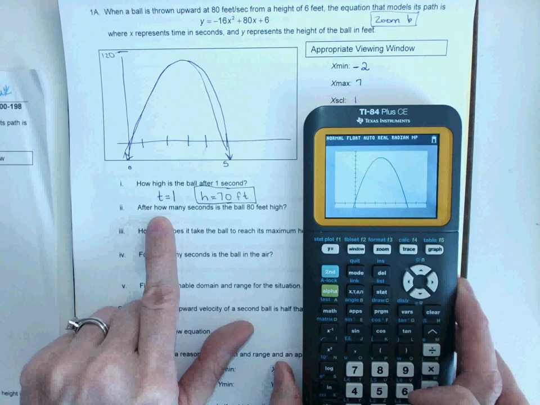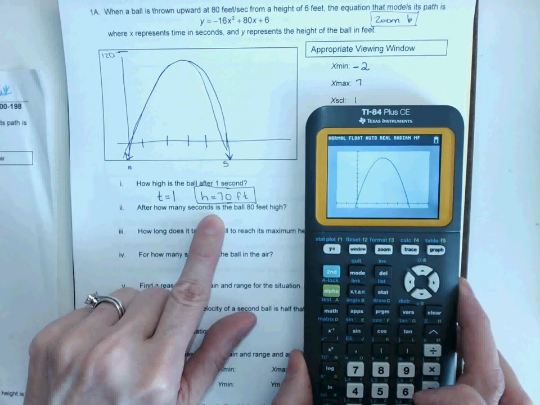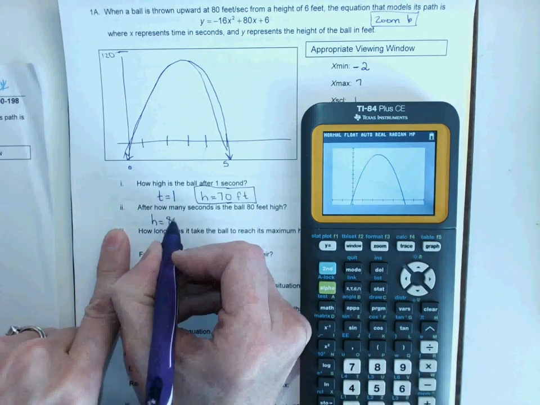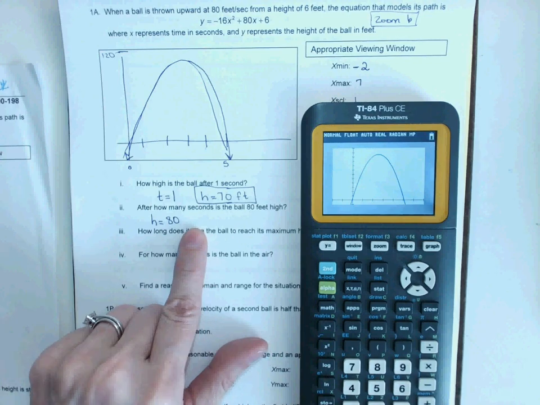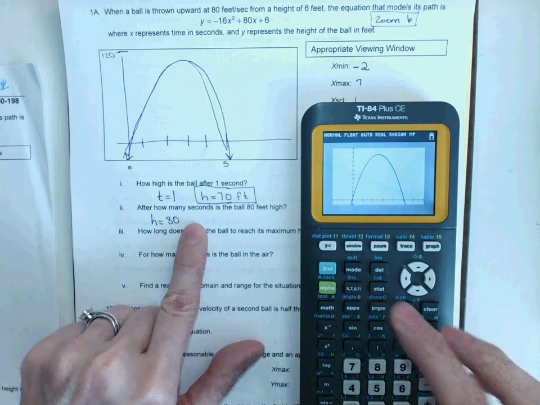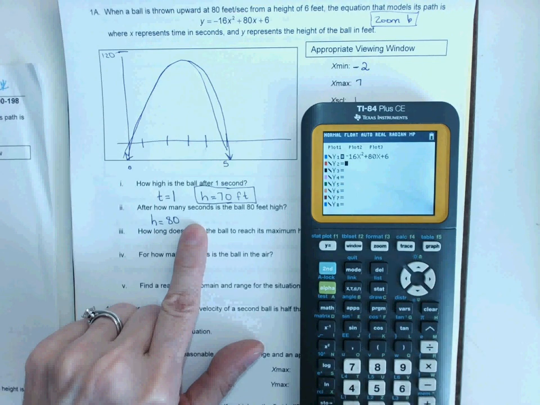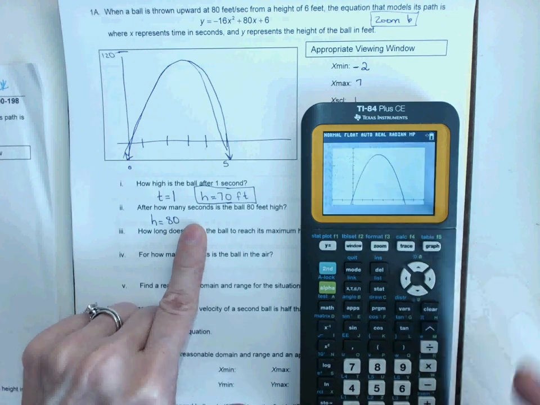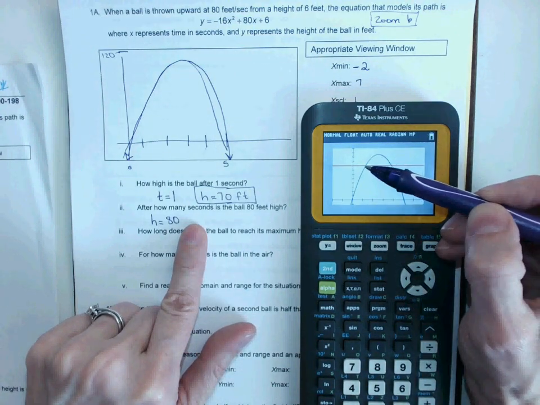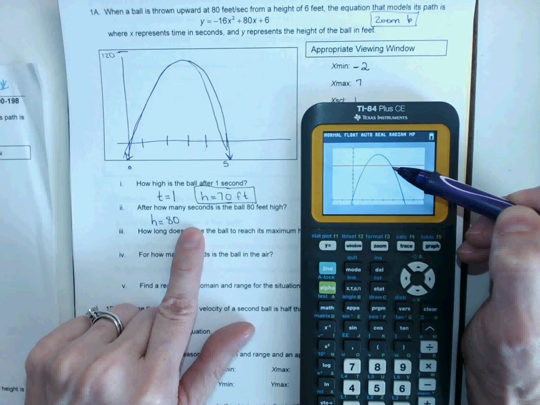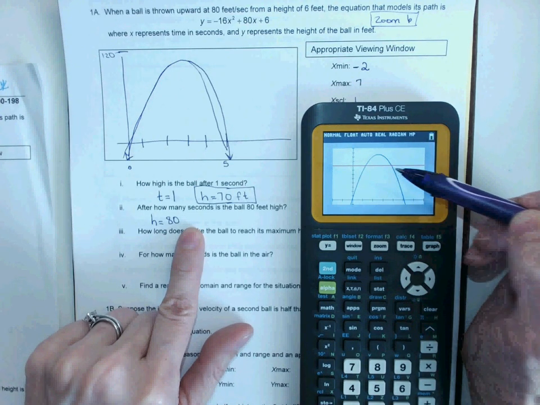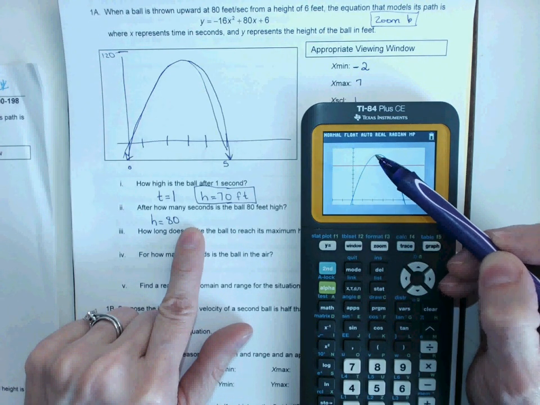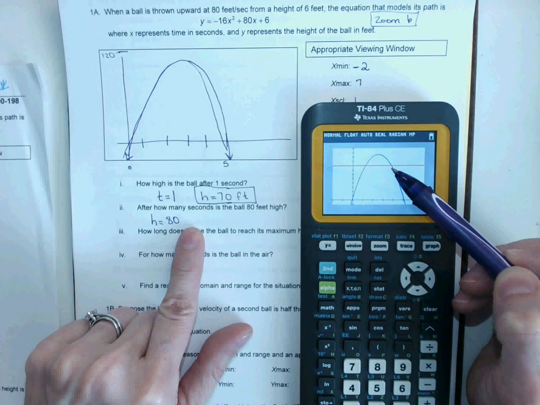The second question is, after how many seconds is the ball 80 feet high? So I want to say if the height is 80 feet, how can I find how many seconds have elapsed? And there may be two answers to that. One way you can do that is to type in 80 into the Y2 screen. And that would be like it equaled 80. And then graph it. And we're really looking for that point and that point, because there's two possible answers. So the ball would go up, up, up, up, up, get to 80 feet, go even higher, and then come down and at some point be 80 feet again.